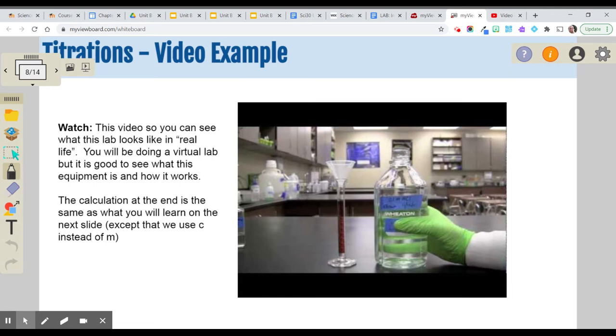So this video shows this actually happening. You need to watch this video so you can see this in real life and what this looks like. Okay. There's also a calculation at the end of this video, so another sample calculation that you can use. The only thing is we're going to use the C as our concentration in our formula, and they use M in their formula, but it's exactly the same. Okay, so make sure you take a look at that video.